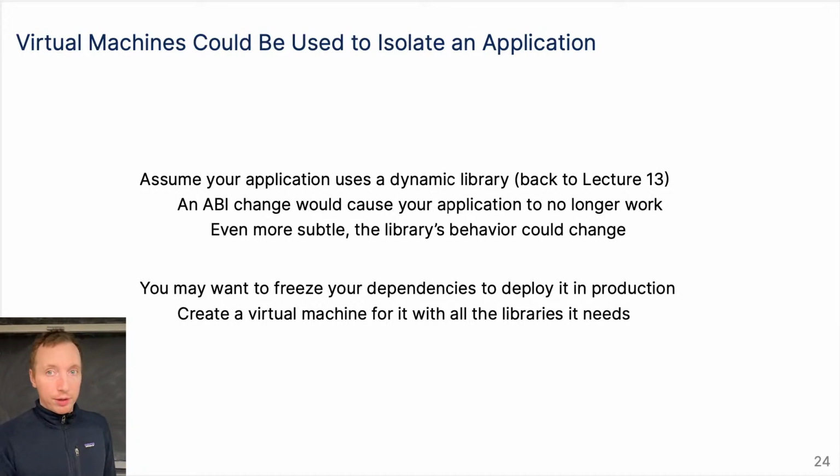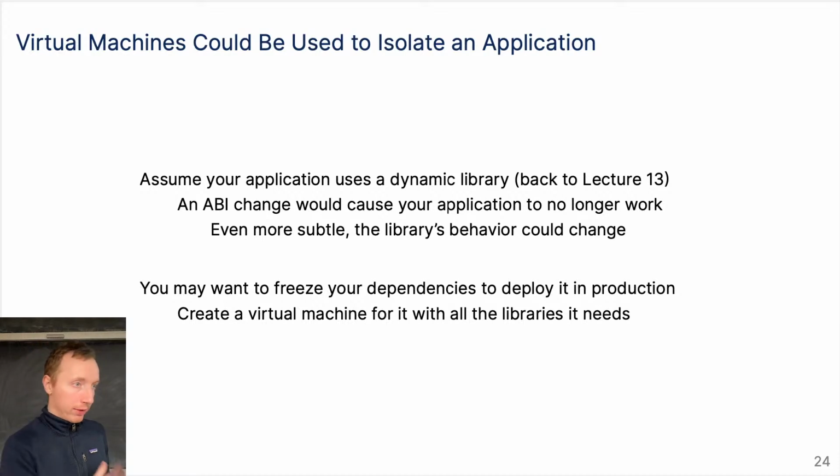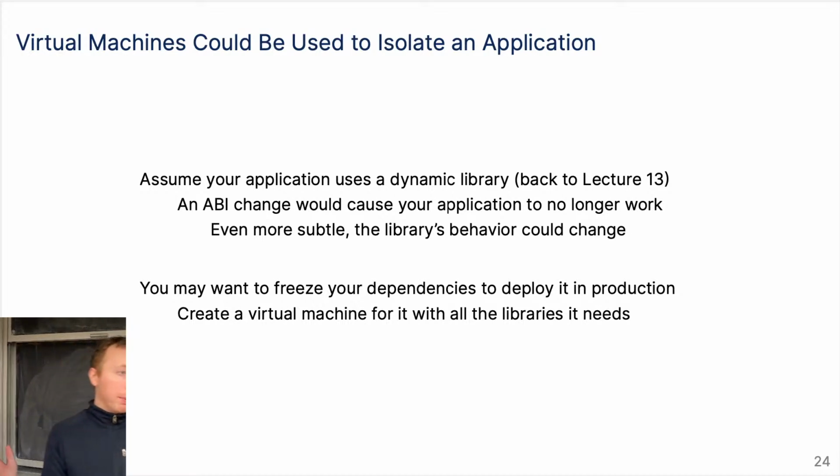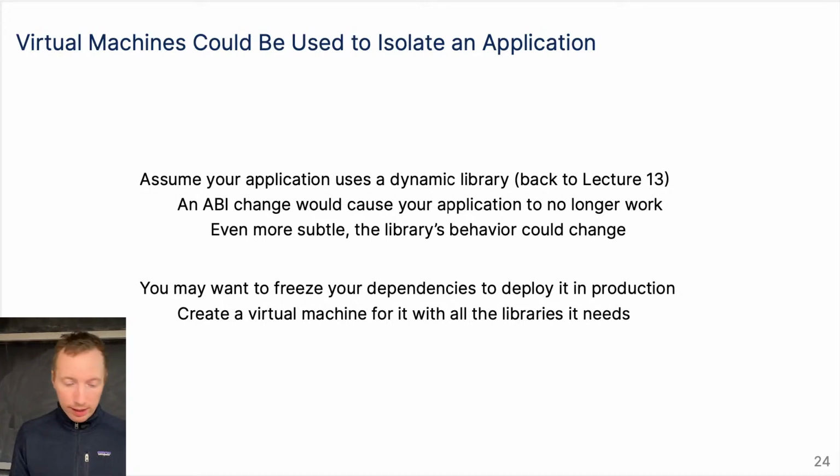So what you could do is actually create a virtual machine for your application that has the libraries on it that it needs, and you're for sure guaranteed they're the correct version. So everything just works. So your application is just in a virtual machine. Everything's nice and consistent. One update doesn't affect the other one, and everything is good. So you freeze your dependencies, you deploy it in production, and no matter what, it's going to be the same experience. As long as the machine can run virtual machines, it can run your application.